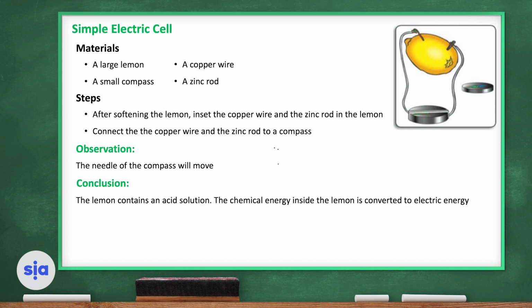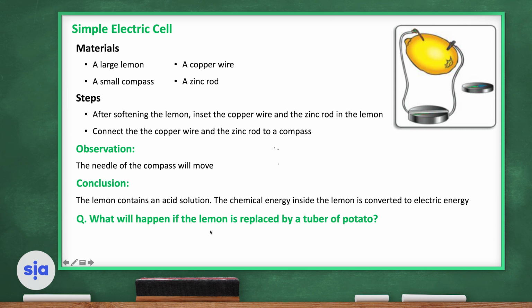And the conclusion is, the lemon contains an acid solution. The chemical energy inside the lemon is converted to electric energy. And the acid solution, of course, is a good conductor of electricity.